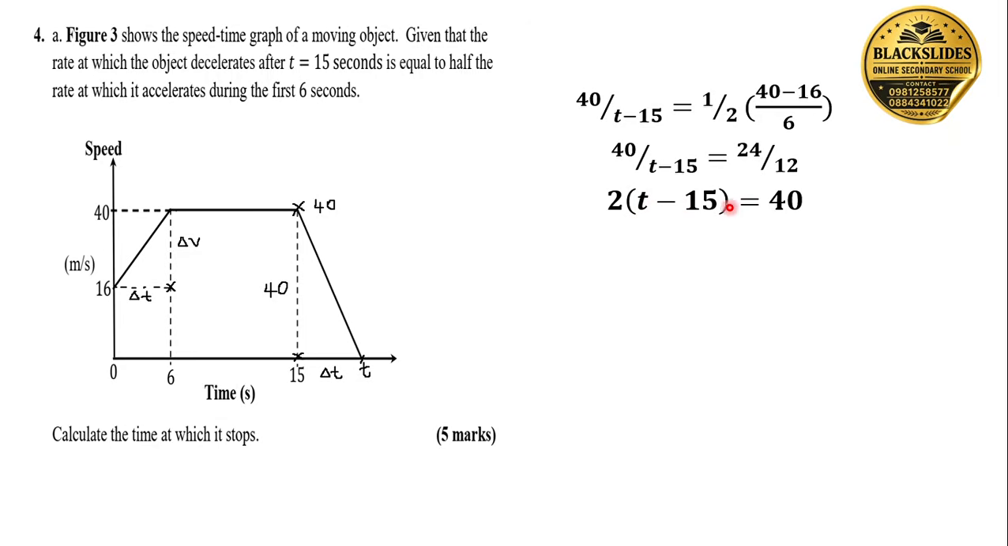To solve for t, we may not wish to expand the brackets, we just divide both sides by 2. Dividing here by 2, it will be t minus 15. Dividing 40 by 2, you get 20. So solving for t gives us t equals 20 plus 15, which in this case is 35. So the time at which it stops is t, which is 35 seconds.